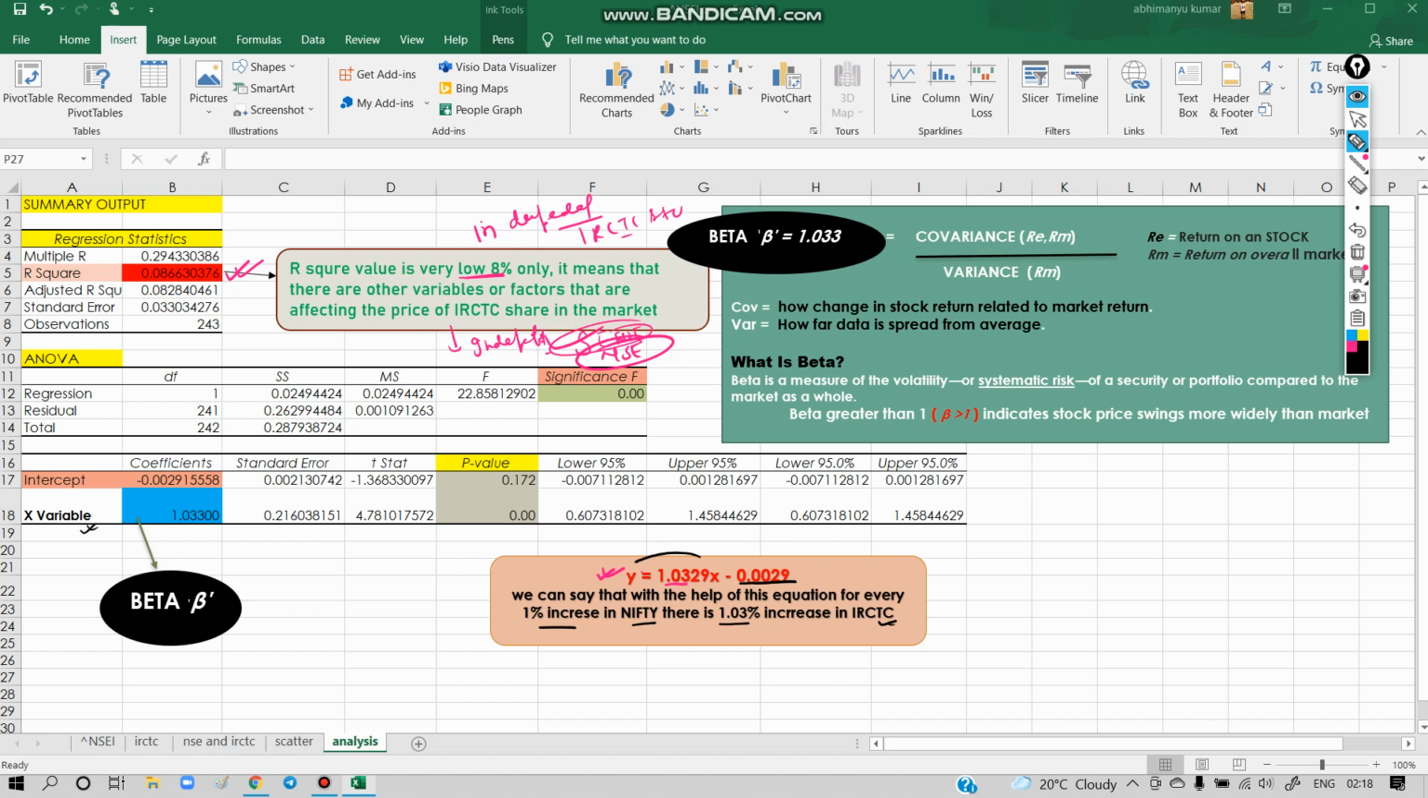So beta factor is nothing but covariance divided by the variance. Here R is the return of the stock, and RF is the return of the overall market. Covariance means how the change in stock return is related to the market return. Variance means how far the data is spread from the average. So what is beta? In the stock market, people analyze the volatility of a stock by using the beta factor. Beta is a measure of the volatility or systematic risk of a security or portfolio compared to the market as a whole.